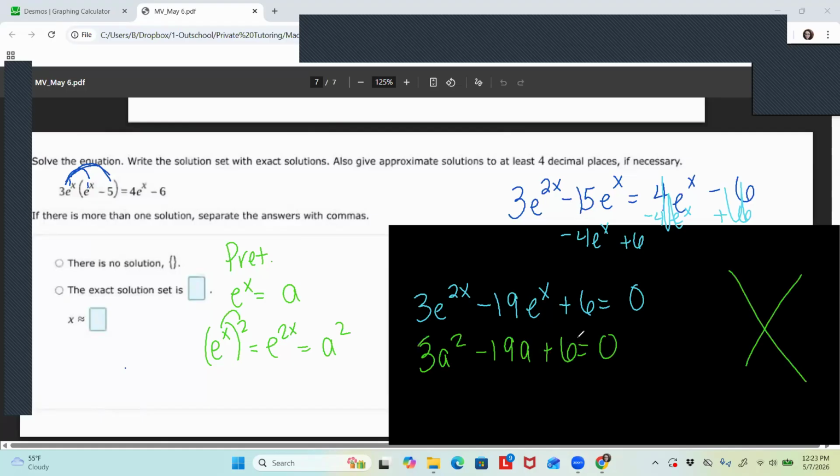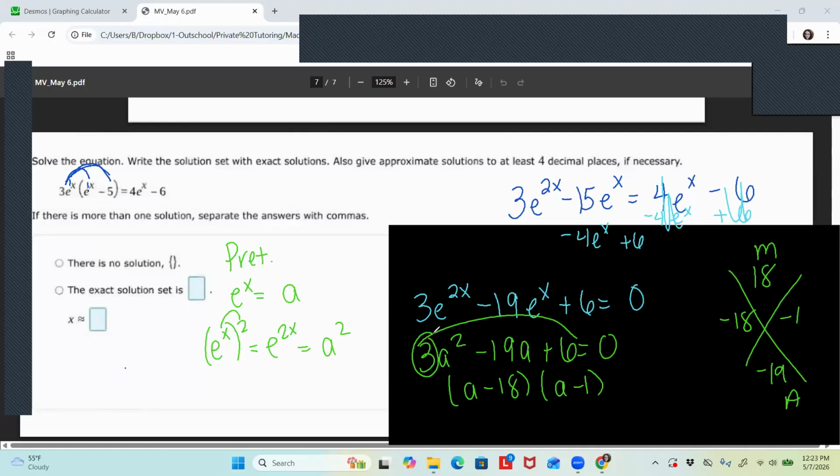Factor. 3 times 6 is 18, negative 19. Multiply there, add there: negative 18, negative 1. So this would be a minus 18, a minus 1, but we cheated with this 3. Divide it. 18 divided by 3 is 6, and you just leave the other one. Set to 0, set to 0. A is 6. A is a third. But we weren't solving for a. So come back over to the pretend.